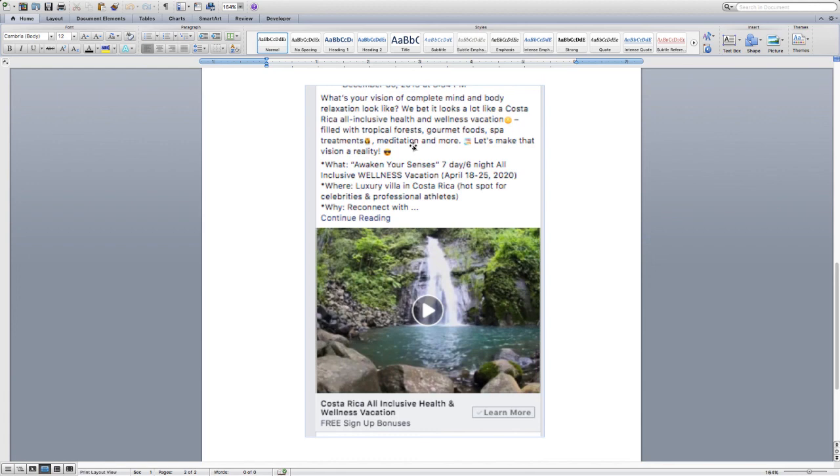I bet it looks like this and this, and I start building that word picture in their mind. You picture these tropical forests and gourmet foods and all of these wonderful things. Then people who really need that vacation and who are feeling the stress could start seeing themselves in these words without me needing to say, are you stressed? Do you need a getaway? Do you feel like you're pulling your hair out? It's just my workaround with it.